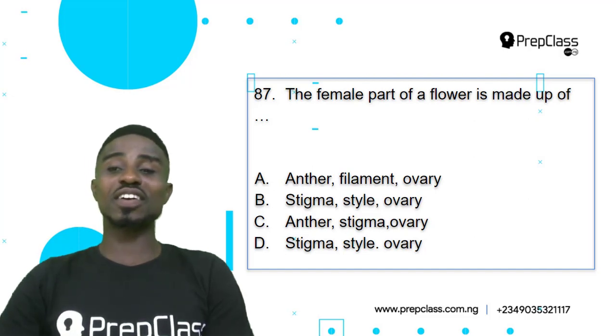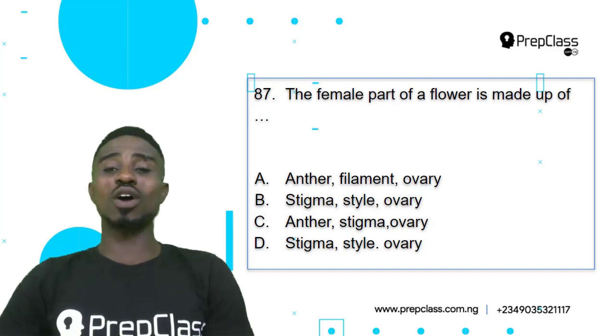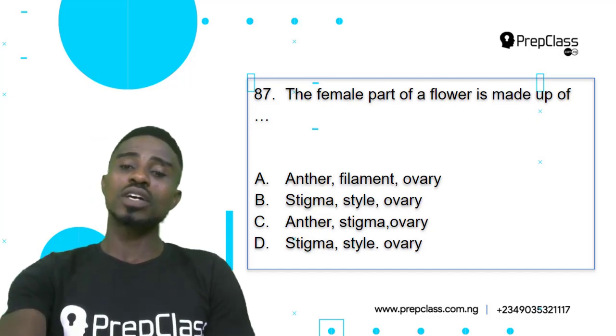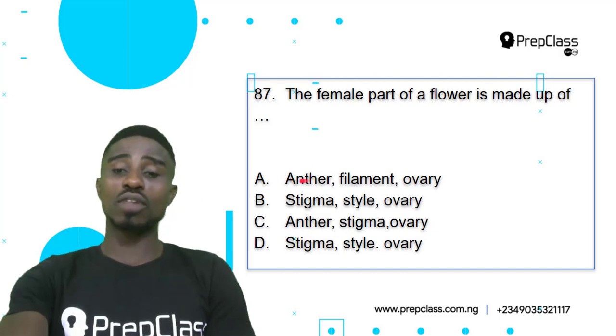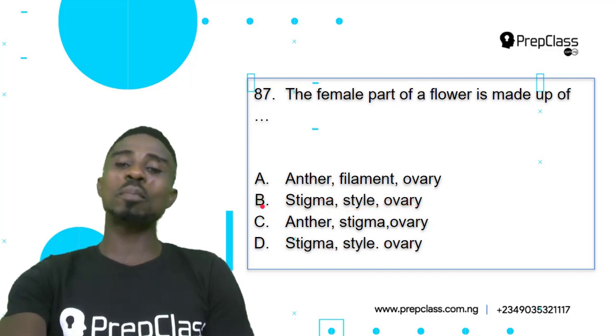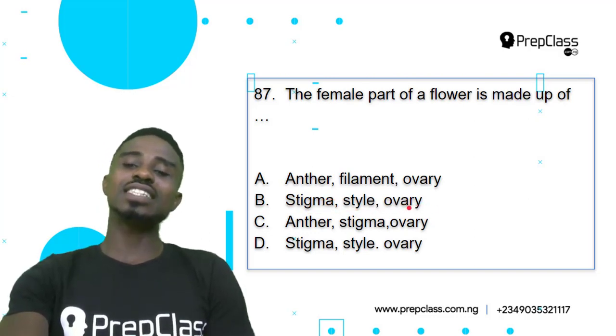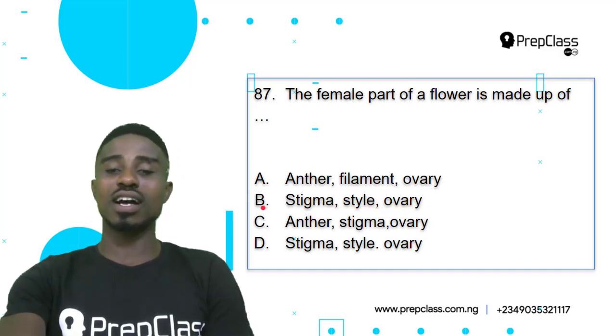For us to carefully select the correct answer, we need to analyze all of the options and see which one best answers our question. The female part of a flower is made up of option A. Anther is not a part of the female part of the flower. When you're talking about anther, it has to do with the male part of the flower, and that annuls option A as our correct answer. Option B, stigma, style, ovary. This makes up the female part of the flower, and this is our correct answer.